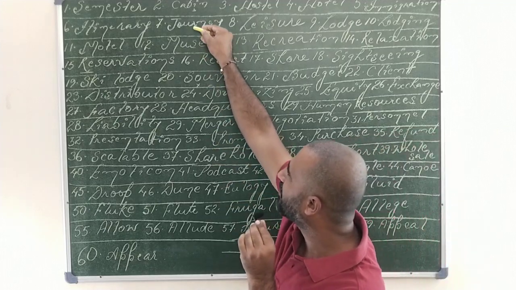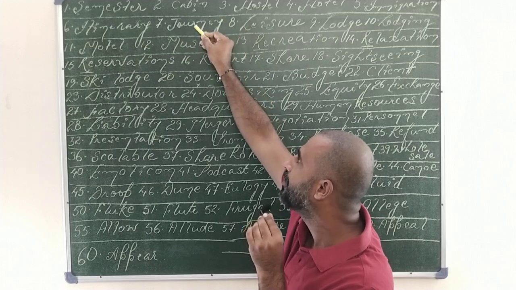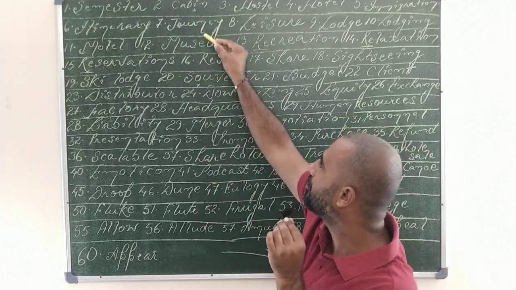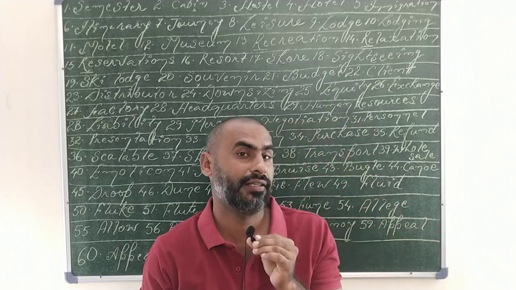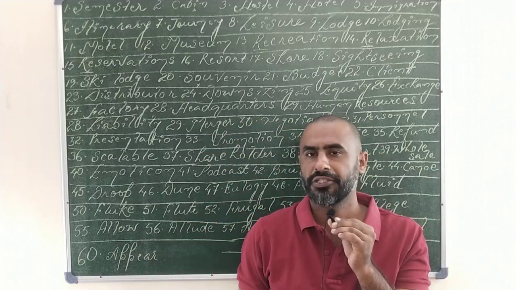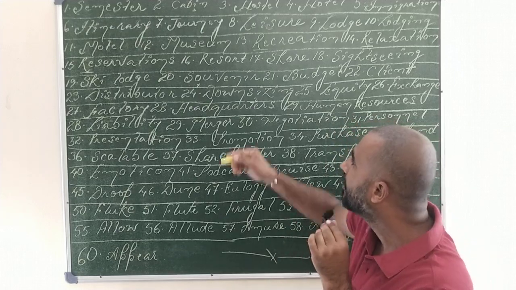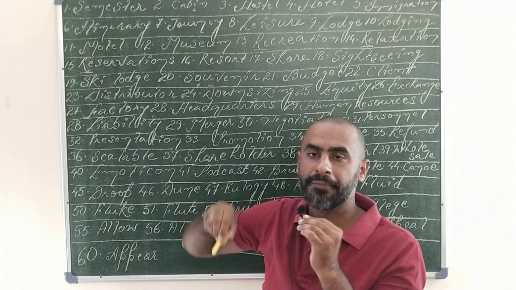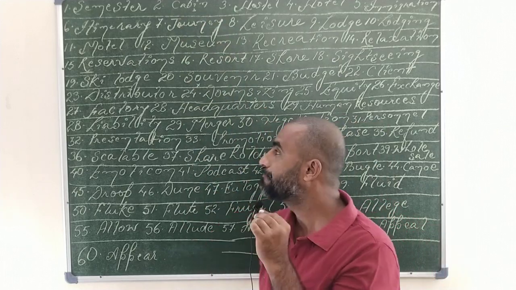Number 8. It's not journey because R is silent. J-O-U-R-N-E-Y. Whenever you're going to pronounce this word, you need to make sure that the R which you are saying in your pronunciation, you have to just remove it and keep it silent while pronouncing it. So the pronunciation will be journey. Say with me, journey. Correct.